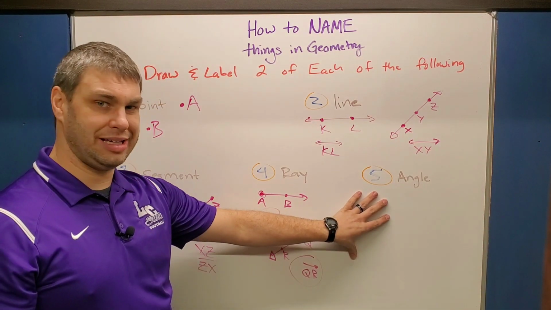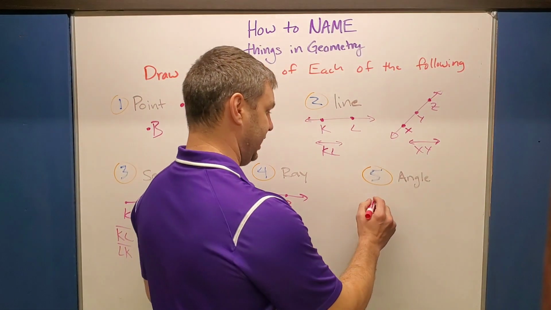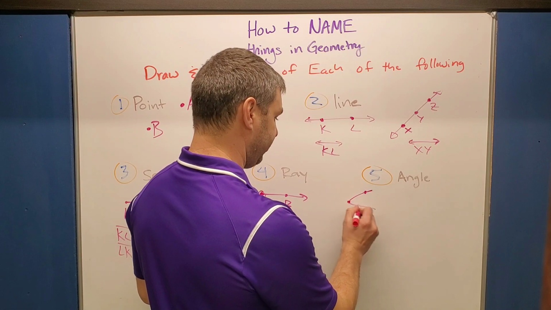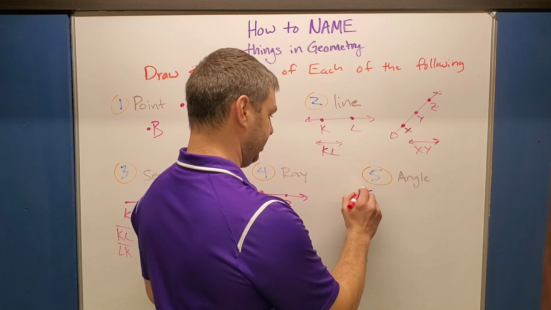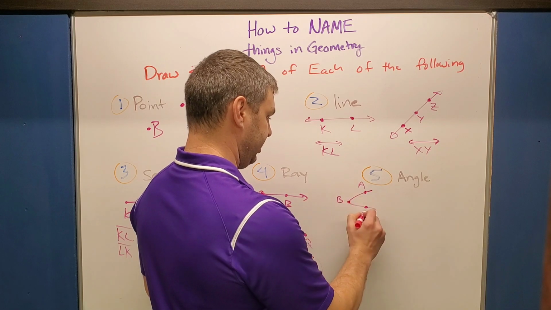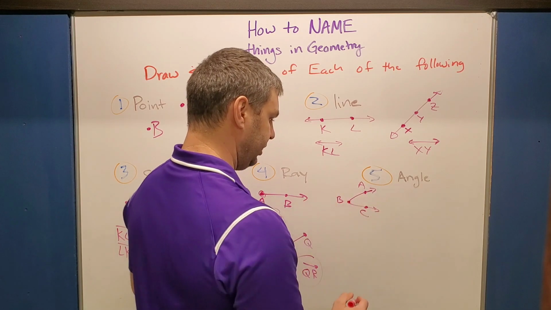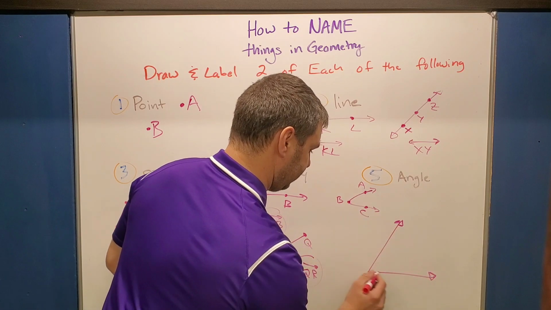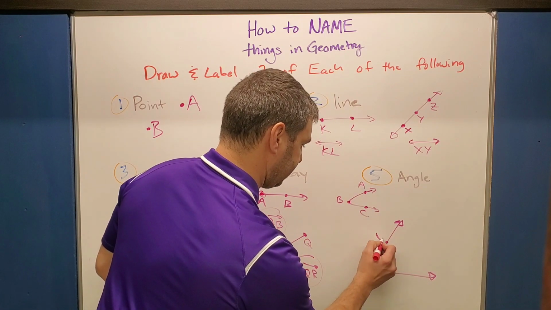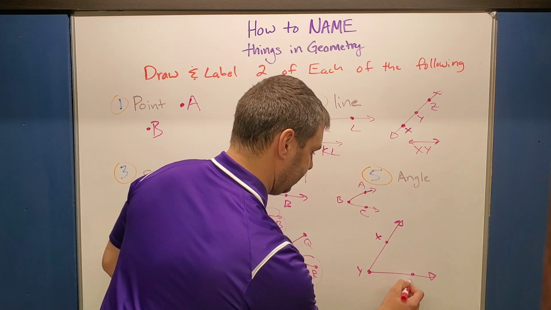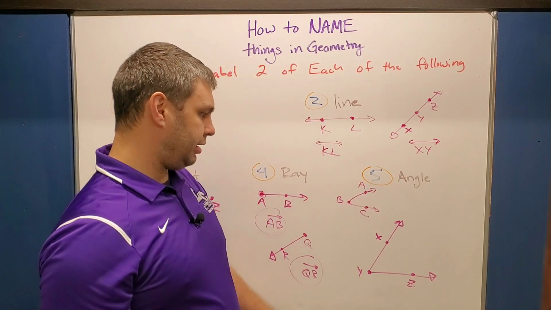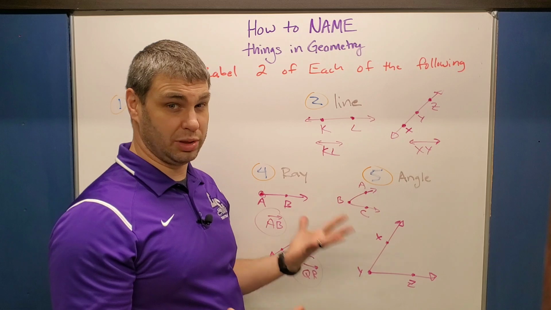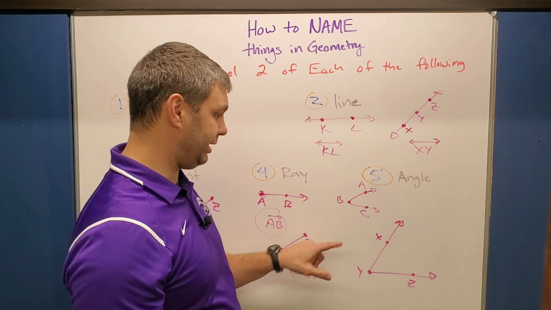Last one is angles. Angles can also be a little bit tricky when it comes to naming these. And I'm going to write out a few different types. So let's say we have this one, and we'll just say this is A, B, and C. I don't know why I drew it so small here. I'll draw a bigger one here. And we'll say this one has X, Y, and Z. You can name an angle a couple different ways depending on what's around it, and I'll show you what I mean by that in a second.